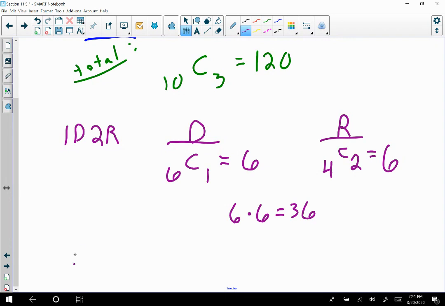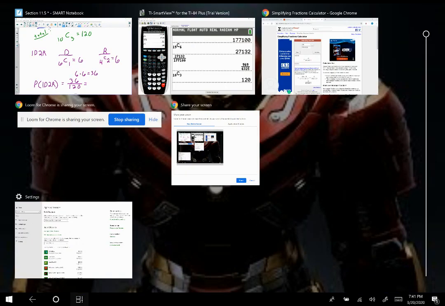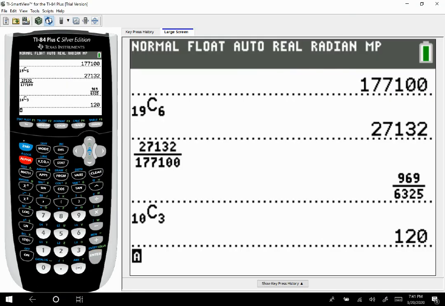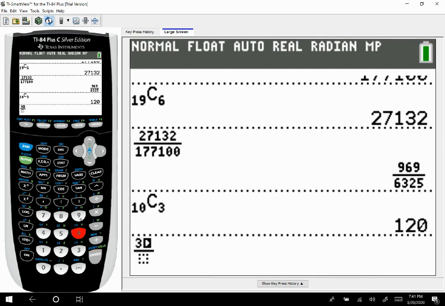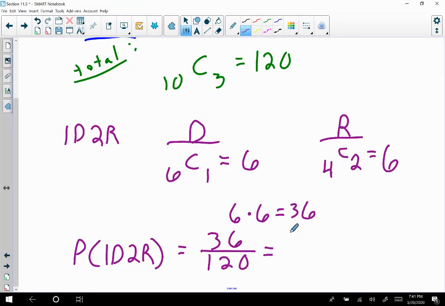And so, finally, what's the probability of 1 Democrat, 2 Republicans? Well, that's 36 over 120. And this, my friends, will reduce. I believe this is the answer that I gave earlier of 3/10. So let's just make sure, though. So alpha y equals 36 over 120. Yep, 3/10. And there's your probability.